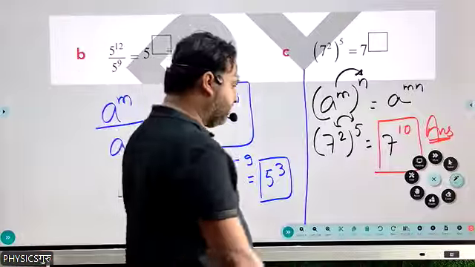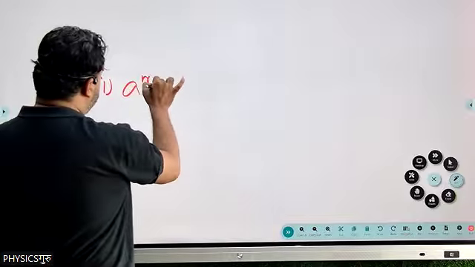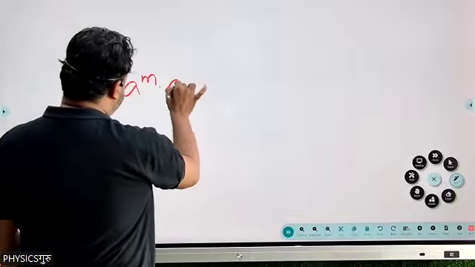So let me summarize all the formulas. First formula, a raised to the power m times a raised to the power n: simply add the powers when the base are same. Second formula, a raised to the power m over a raised to the power n is a raised to the power m minus n. Take the difference of the two. Third one, a raised to the power m raised to the power n is nothing but a raised to the power mn, m times n.